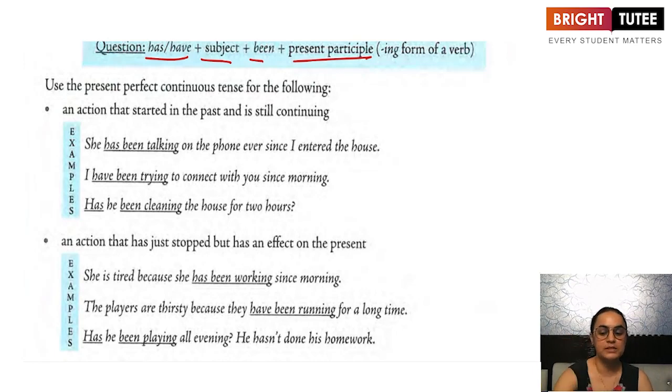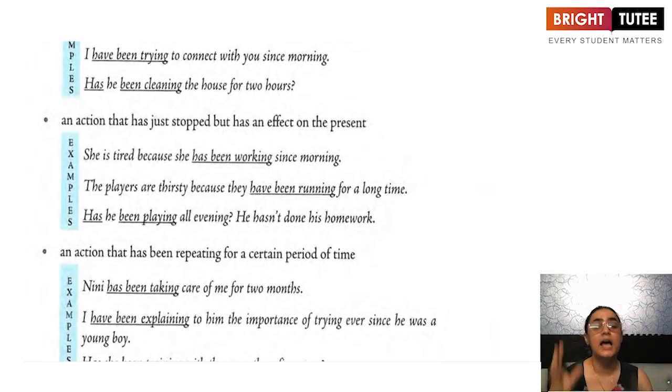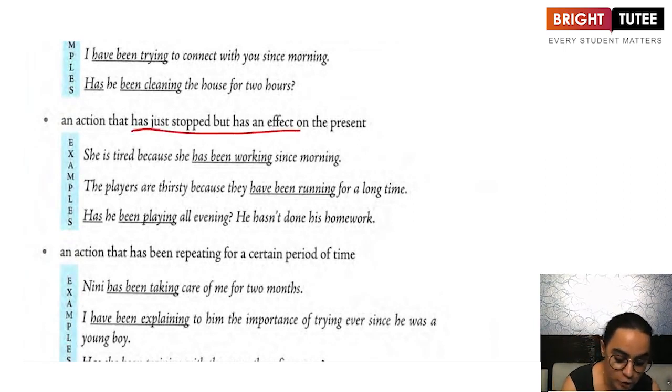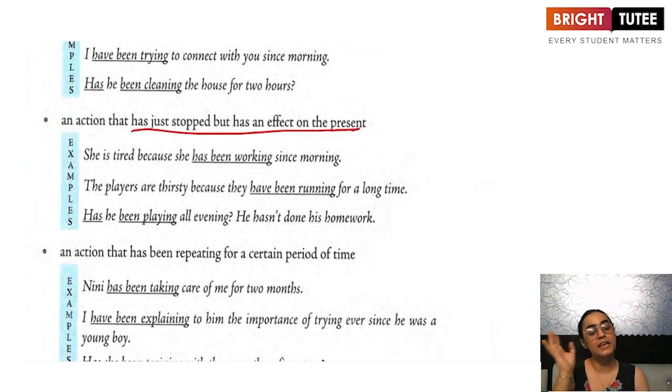Second use of the present perfect continuous tense is to talk about an action that has just stopped, but the effect can still be seen in the present. So there was an action that was taking place. It is discontinued now, but its effect can still be seen.